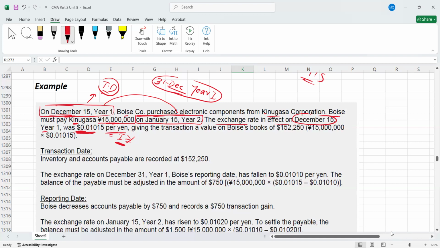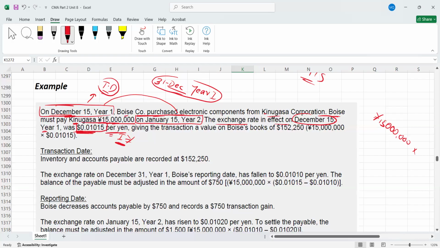Now, what will you do here? How will you do the accounting and deal with these exchange rates? At the date of transaction, which is 15th December, you have to make payment in yen. How much? 15 million. So we will take 15 million and multiply it by the exchange rate. What is the exchange rate? The exchange rate is here.